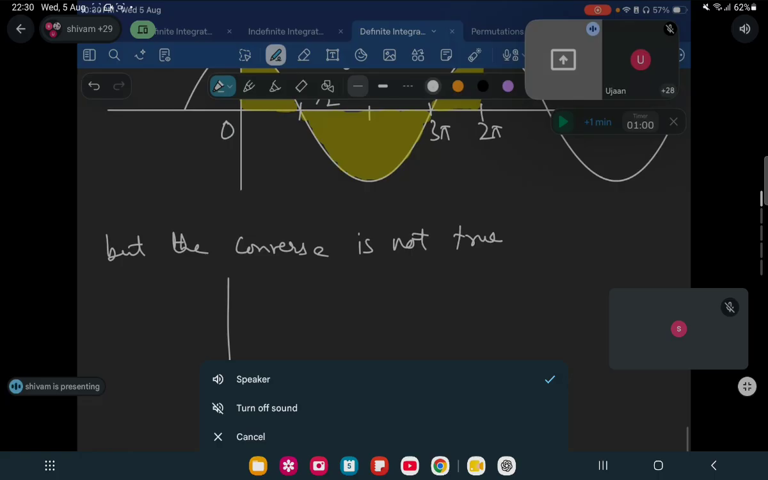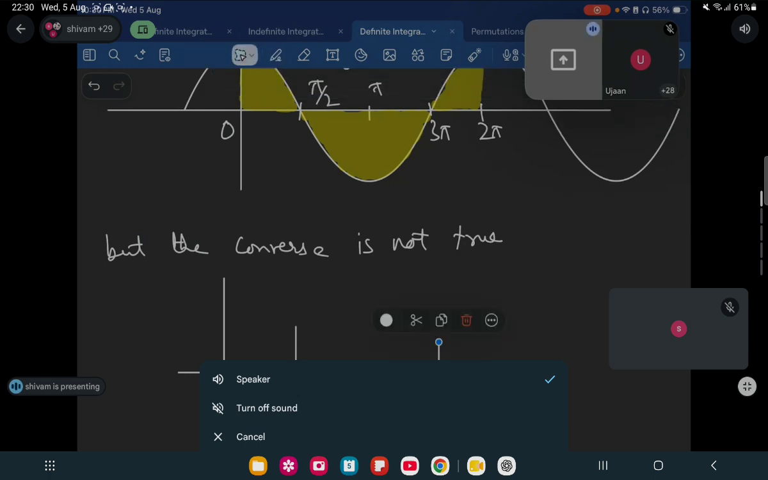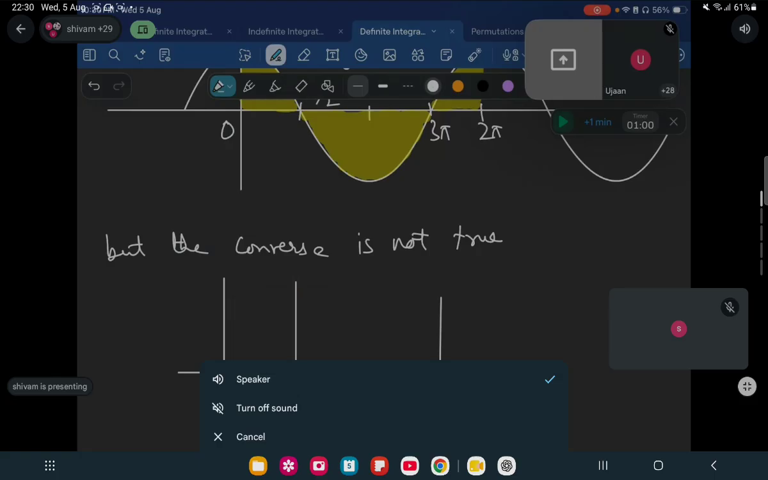That is, if we get a root of the function between an interval, pay attention, let us say between this interval we are getting a root of this function, but still, is the area 0 in this case? We are getting a root between a and b, but will the area be equal to 0? No. So the converse is not true.